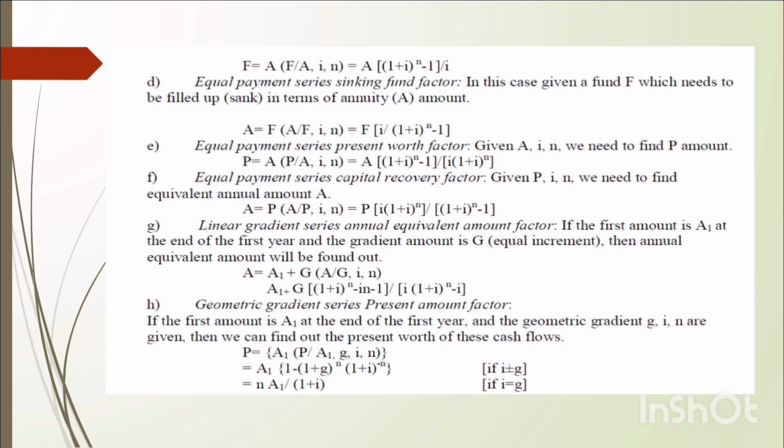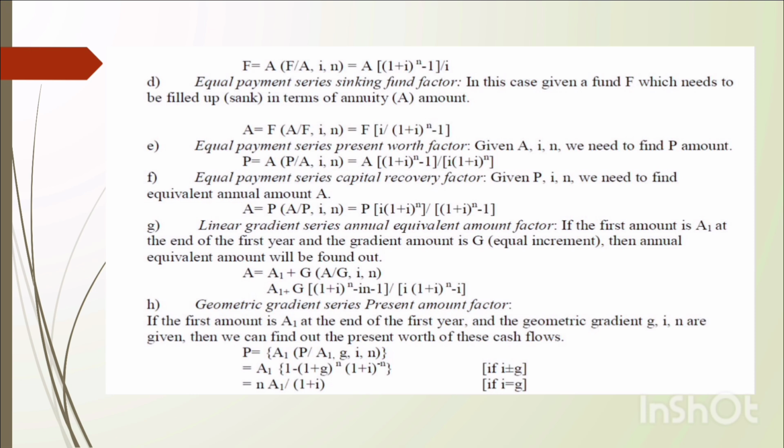Then geometric gradient series present amount factor. If the first amount is A1 at the end of the year, and the geometric gradient G, comma i, comma N are given, then we can find out the present worth of this cash flow. So P equal to A1 in bracket P by A1, comma G, comma i, comma N. So using this formula we calculate the value of present amount factor.